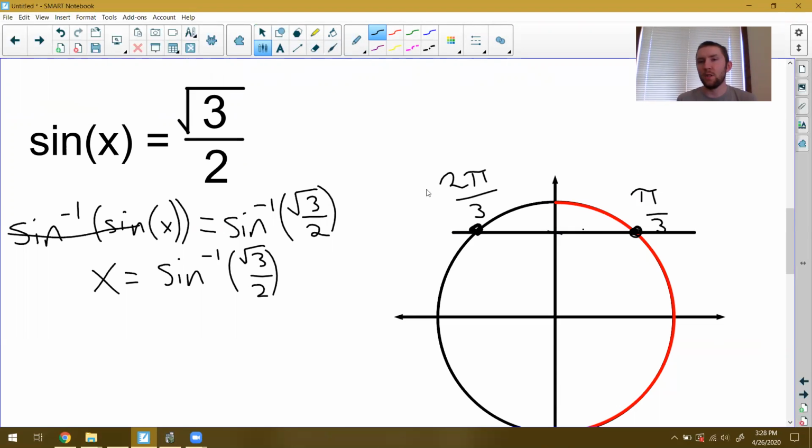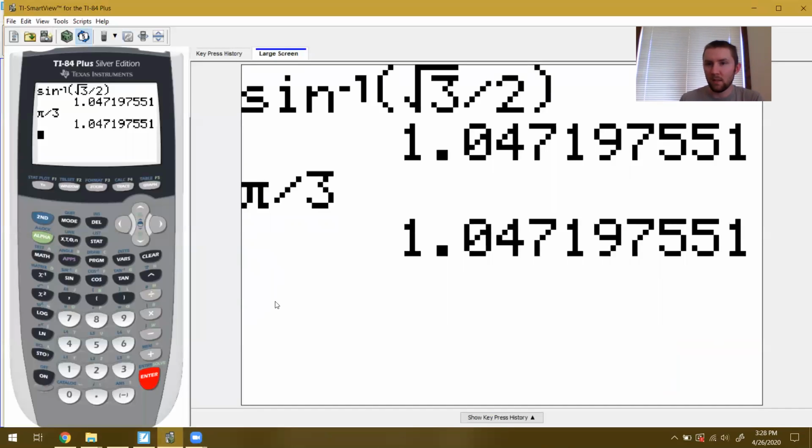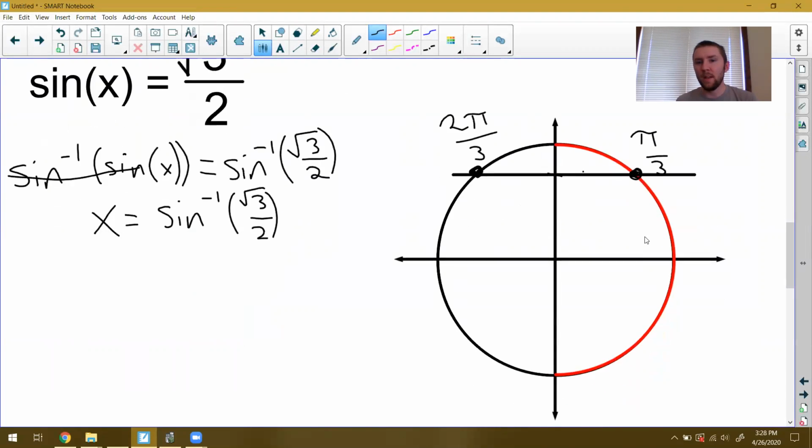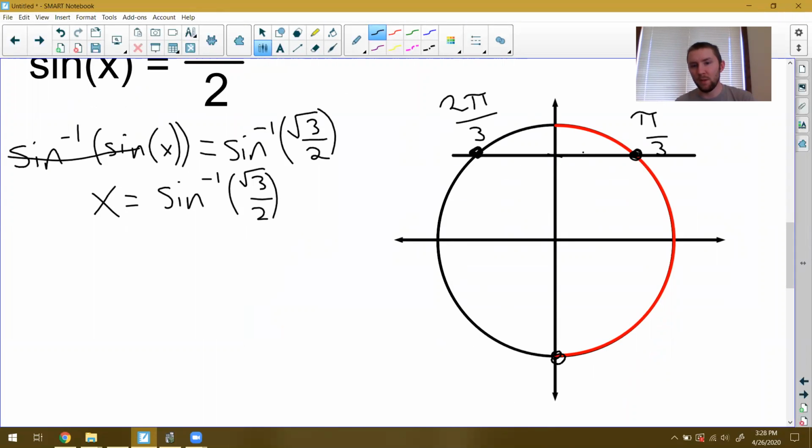So 2 pi over 3 is supposed to be another one of my answers. But the calculator didn't give me that answer, right? Why is that? Well, remember, the calculator is only giving me answers between negative pi over 2, which means the bottom of the unit circle, and positive pi over 2, which means the top of the unit circle. So the sine inverse function, when you do it on your calculator, cuts off the whole left side of the unit circle, and it just does the right-hand side of the unit circle. So you are going to have to do the work to then figure out the other side, okay?